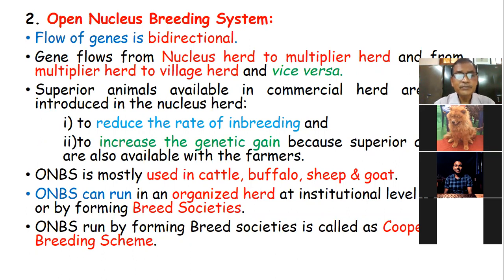Similarly, in the village herd, farmers also sell. If keeping the animals is not profitable, the farmers can sell them at any time. That liberty is there, because farmers themselves are the owners of their animals, they can do what they want. Okay? Now, another is to increase the genetic gain, because superior animals are also maintained by the farmers. So ONBS is mostly used in cattle, buffalo, sheep and goat. CNBS is used for pig and poultry, and ONBS is used in cattle, buffalo, sheep and goat.